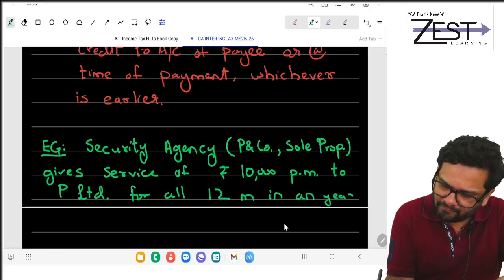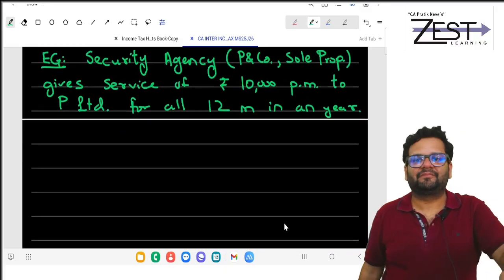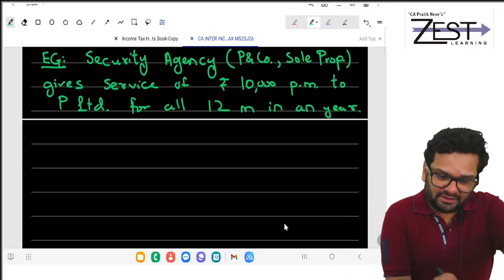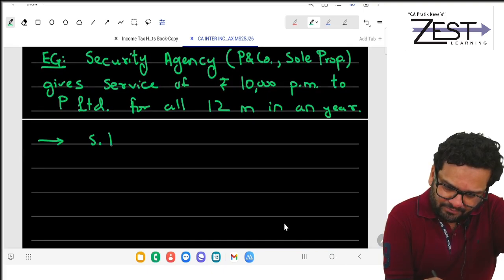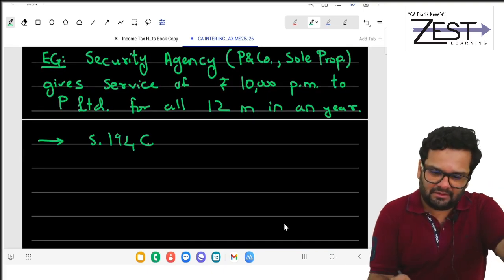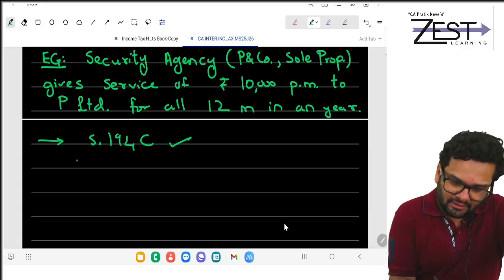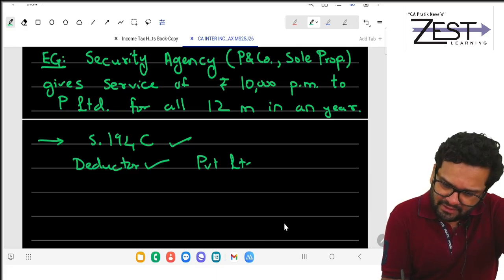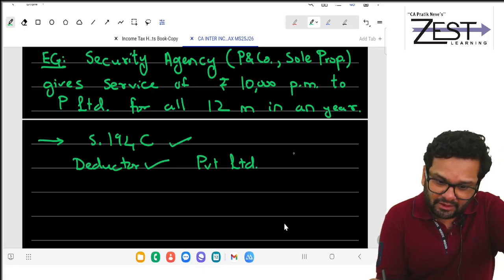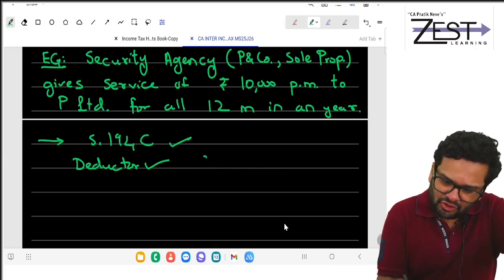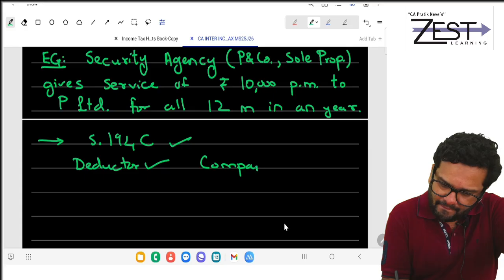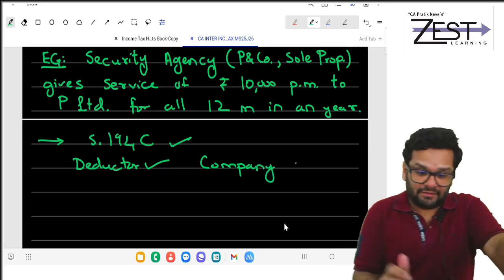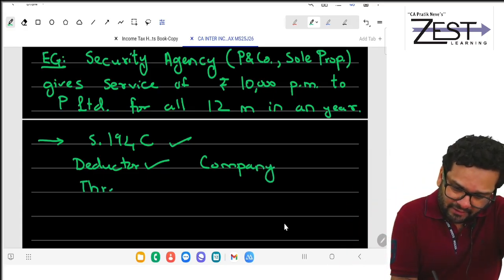Can you tell me what will happen? So please check every aspect. Section 194C, that's fine. Deductor is satisfied because it is limited. So deductor is a limited company. So in short, deductor is a company. Threshold limit is also satisfied. Why?